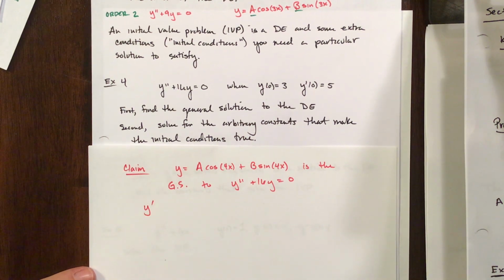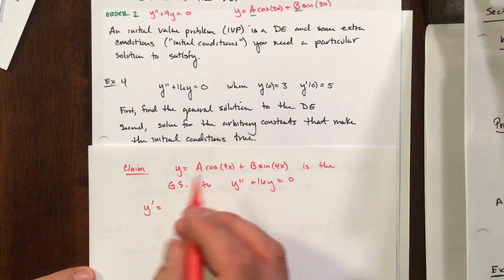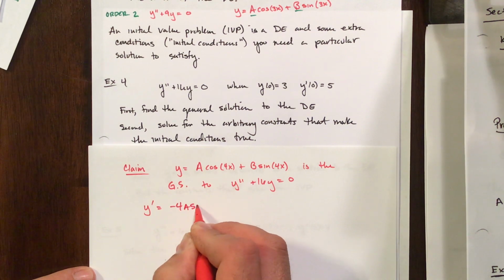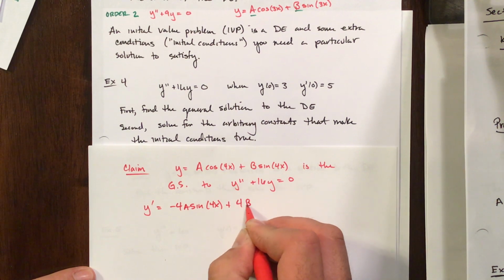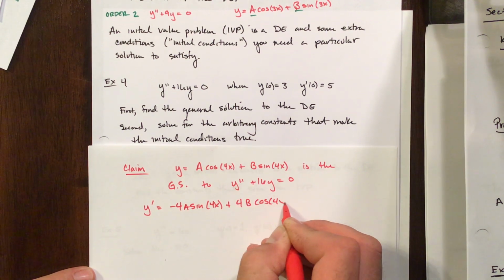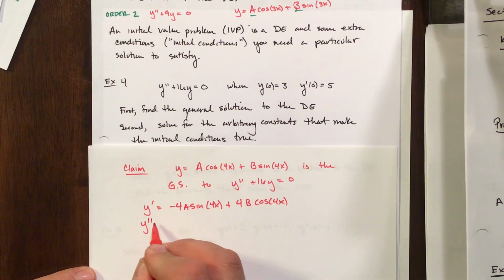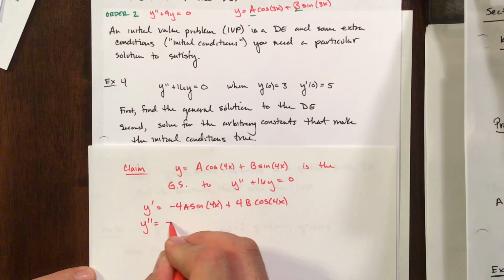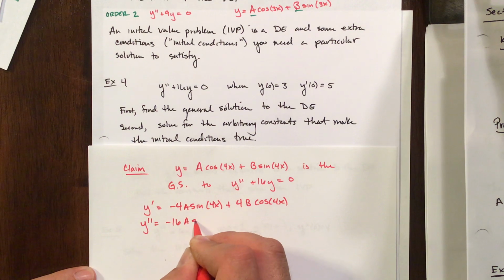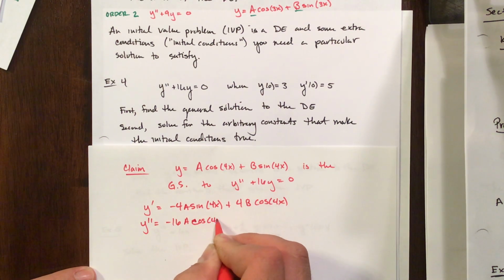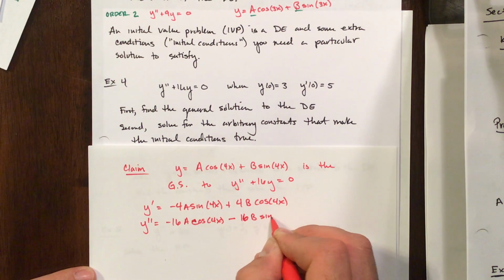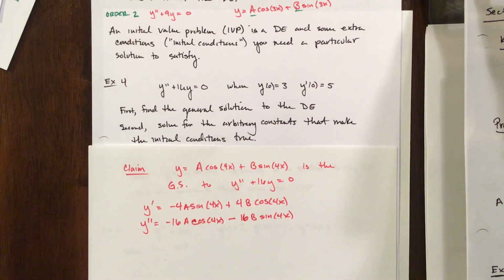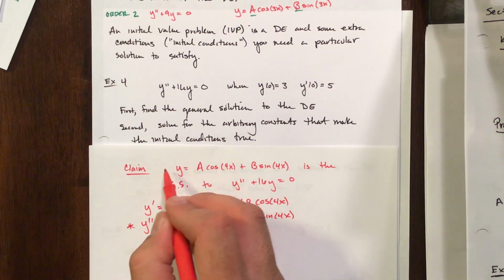y prime is minus 4a sine 4x plus 4b cosine 4x. And what's y double prime? Minus 16a cosine 4x minus 16b sine 4x. So we have y double prime here, we have y here.